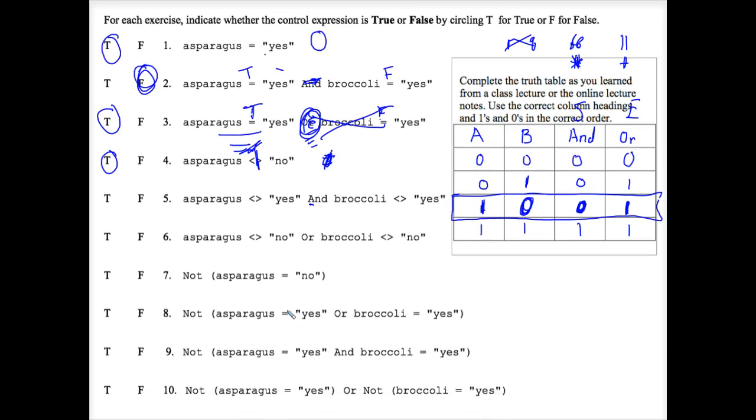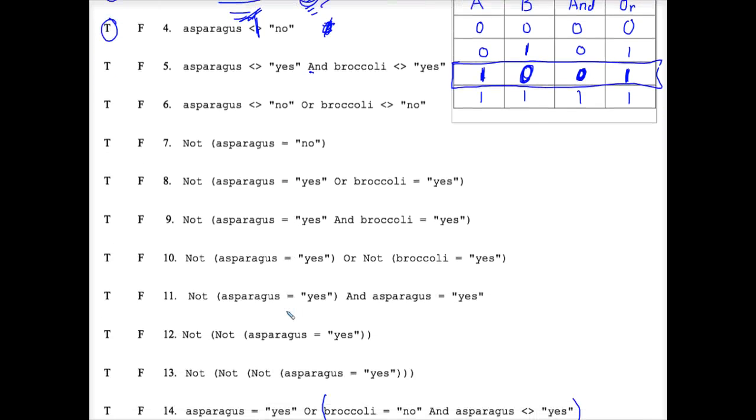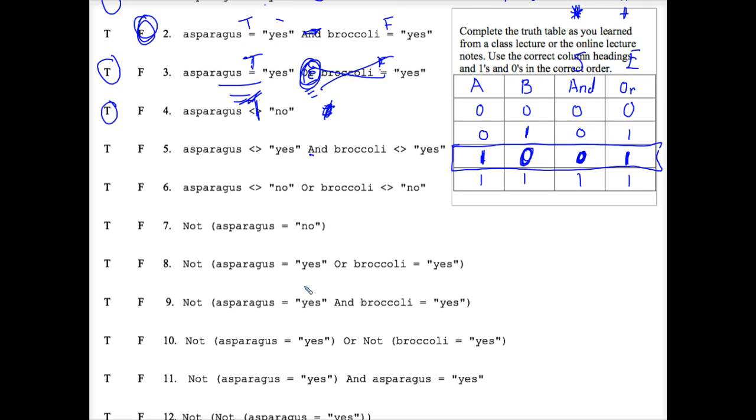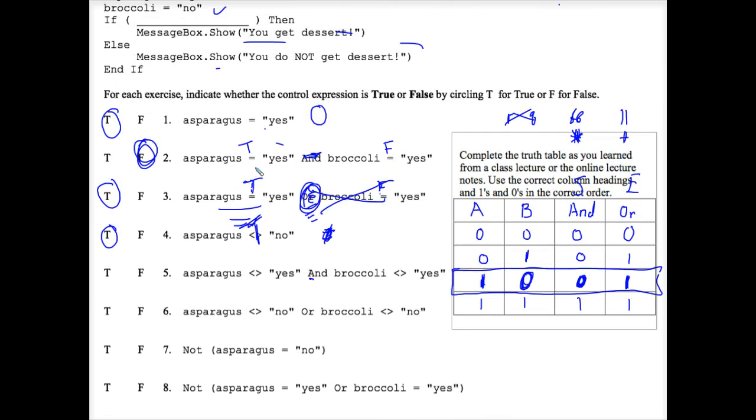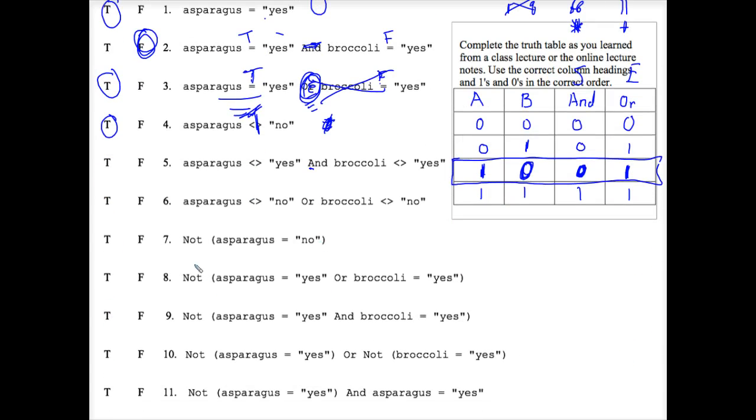Oh no. We have the not operator to have to deal with in this worksheet. So let's jump in and do a messy one. At number 9. Once upon a time, there was, sorry, wrong story. Asparagus equals yes. According to this up here, asparagus is yes. I had to remind myself. So this little part of it's true. Put a little T there in pencil. Broccoli equals yes. That's a false because it's actually equal to no.